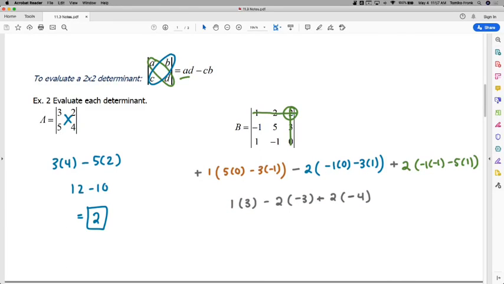When we simplify what's inside the bigger set of parentheses, we get 1 times 3 minus 2 times -3 plus 2 times -4. That is 3 plus 6 minus 8, which gives us 1 as our determinant. So that's how we find the determinant of a 3 by 3. Same rules would then apply for bigger sets of matrices as you go.